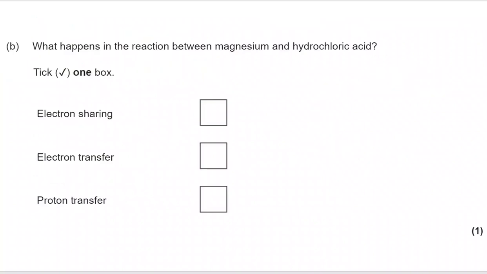On to part B. What happens in the reaction between magnesium and hydrochloric acid? So this is a transfer. It's the formation of ions. We've gone from Mg to Mg2 plus. As an example, we've gone from H plus to H2. So we've got loss and gain of electrons. It's ionic, so it's electron transfer.